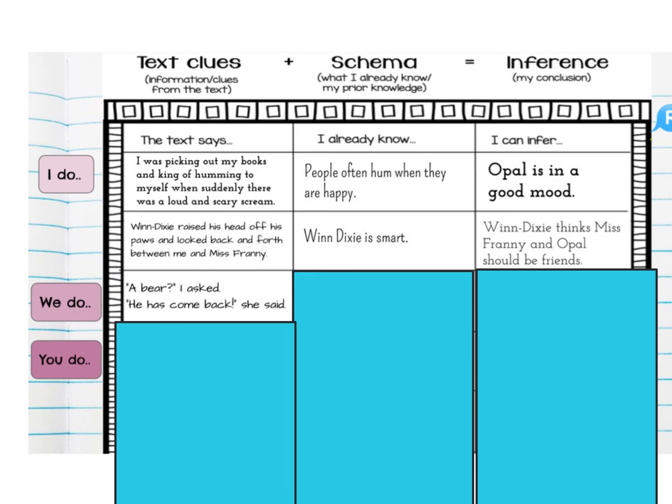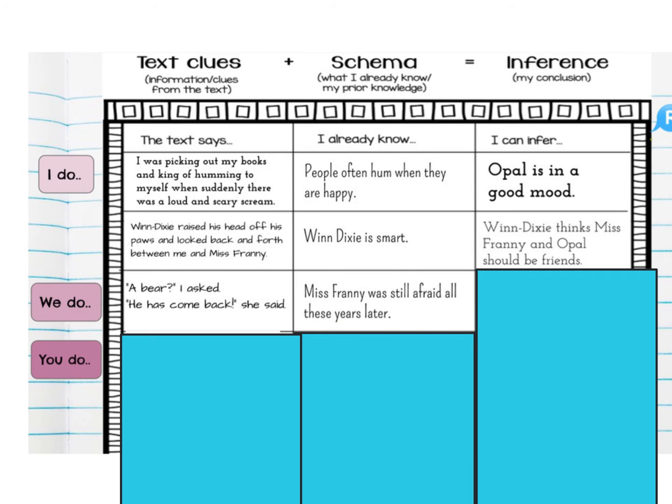Here's another clue. A bear, I asked. He has come back. Remember, this is Miss Franny. She's saying this. So let's see what we already know. Miss Franny is still afraid all these years later from her experience with the bear. So that leads me to an inference. I can infer that a bear has been in the library before based on her reaction.